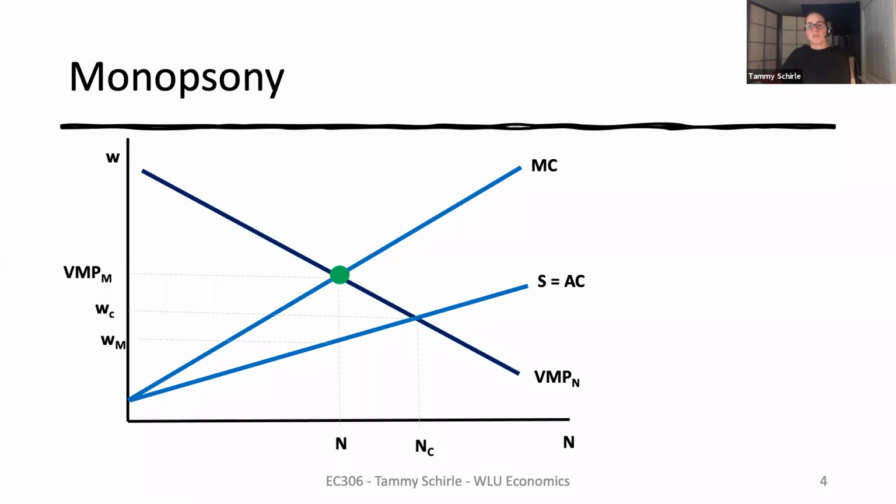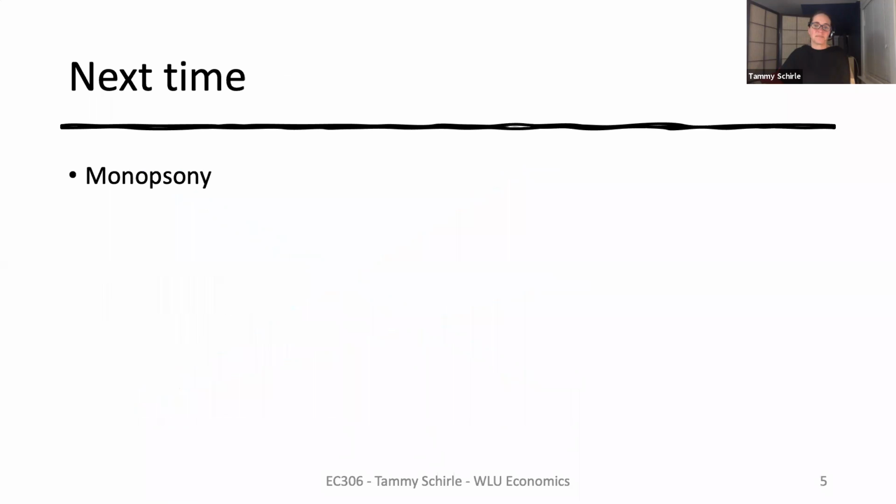In recent years, we've seen more and more evidence of monopsonistic labor markets, which changes how we view important policies like minimum wages and their effects on employment.